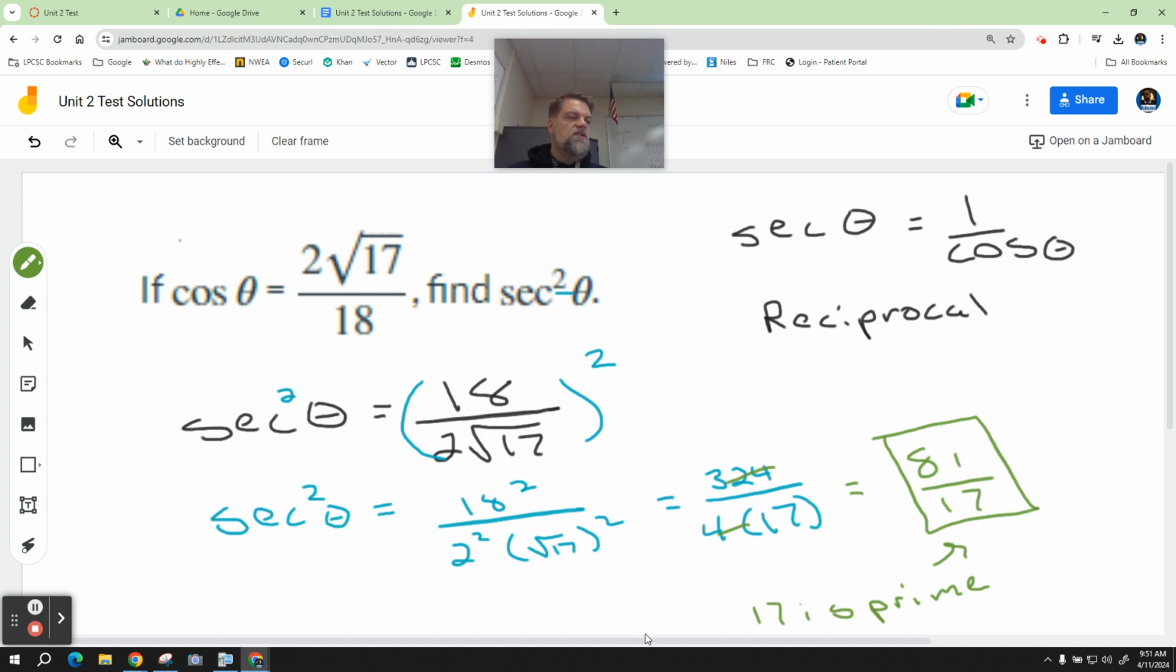So the reason I said it was prime is because we've got to think about simplifying it. You want your fractions in the simplest form. Well, 17 is a prime number. I can't break that down anymore.